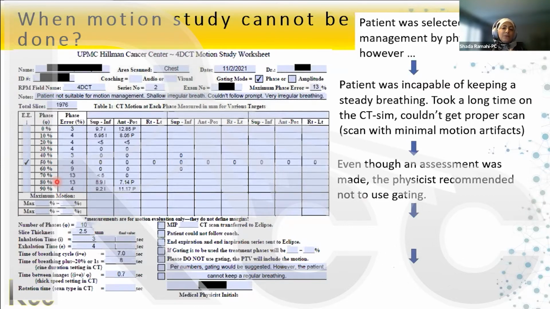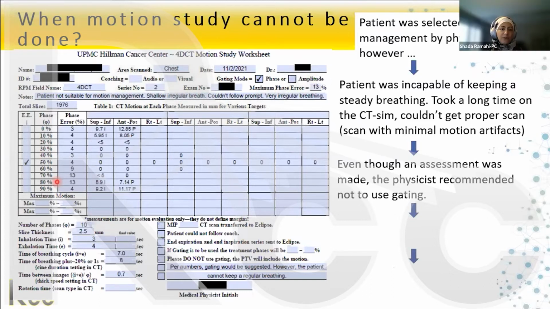What we did, of course, we stopped the scan. The 50% phase was completely wrong. It was very blotchy, very artifacty, if that's a word. We stopped the scan, went inside the room, and tried to coach the patient again. Some companies give you an option where you could have an audio coach, so you go breathe in, breathe out, and you could also adjust the timing. Even with that, the patient wasn't able at all to follow the prompt.